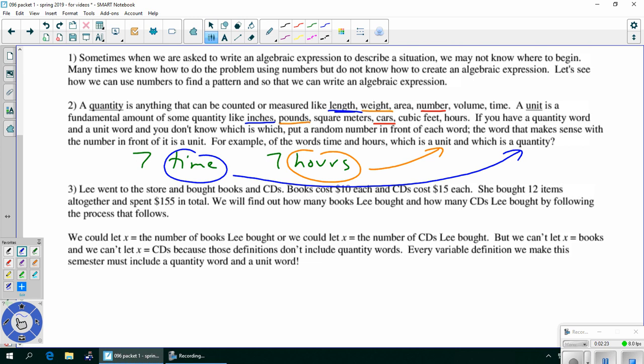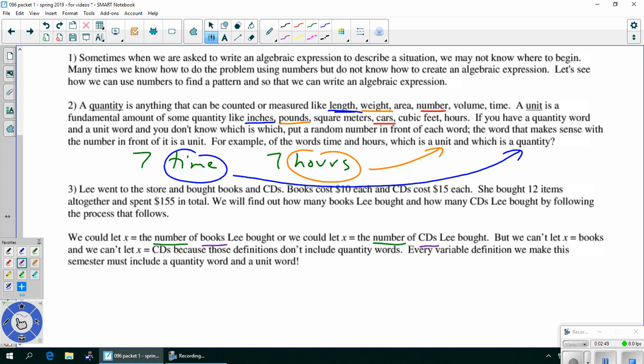We could let X equal the number of books Lee bought, or we could let X equal the number of CDs Lee bought. I want to point out here, in each of these definitions, both of which are good, there is a quantity word. I'll underline here the quantity word in green, quantity word, and there is a unit word, number of books. Books is a unit. Number of CDs. CDs is a unit. So both of those definitions are good.